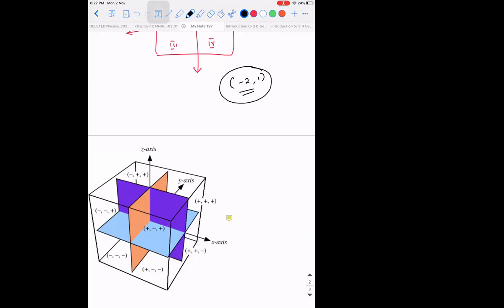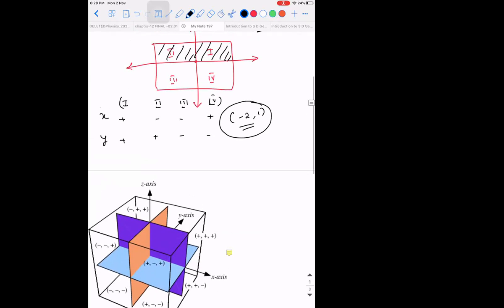So these are the combinations, right? When I take x and y: first, second, third, fourth. So in the first quadrant, x and y both are positive. Second quadrant, x is negative, y is positive. Third quadrant, both are negative. So depending on the sign of the abscissa and the ordinate, you are able to decide the quadrant. So you are able to say the point belongs to this quadrant.